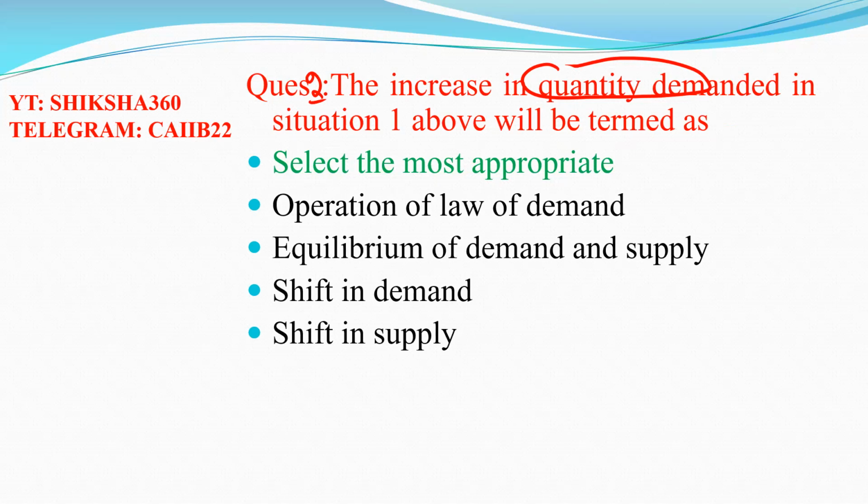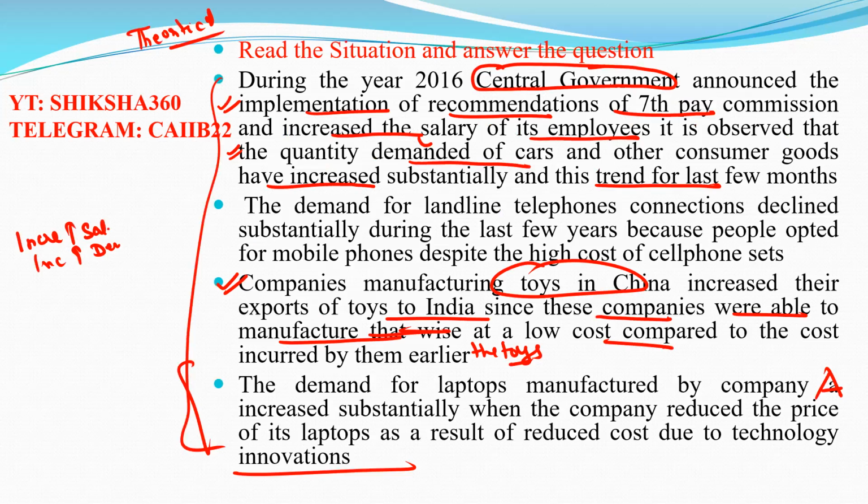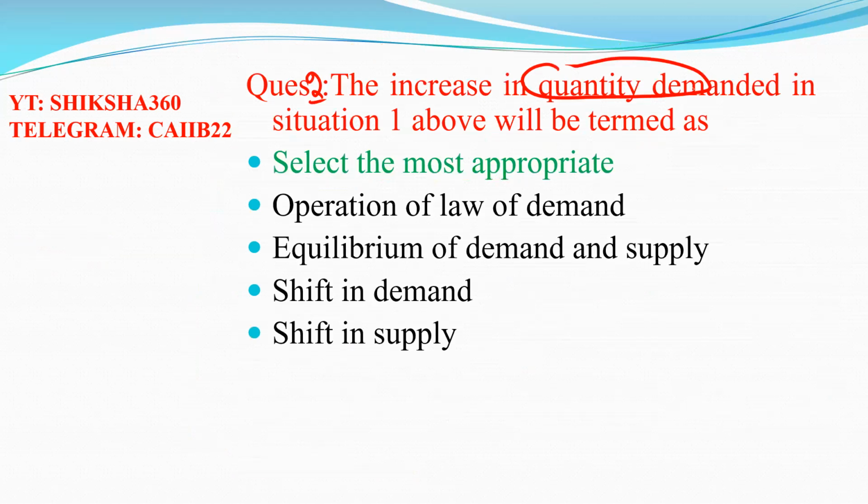First option is operation of law of demand, second is equilibrium of demand and supply, third is shift in demand, fourth is shift in supply. Situation one says the implementation of the 7th Pay Commission led to an increase in salary, and due to that, it is observed that the quantity demanded of cars and other consumer goods has increased substantially, a trend for the last few months. So we have four options, and we have to select the most appropriate.